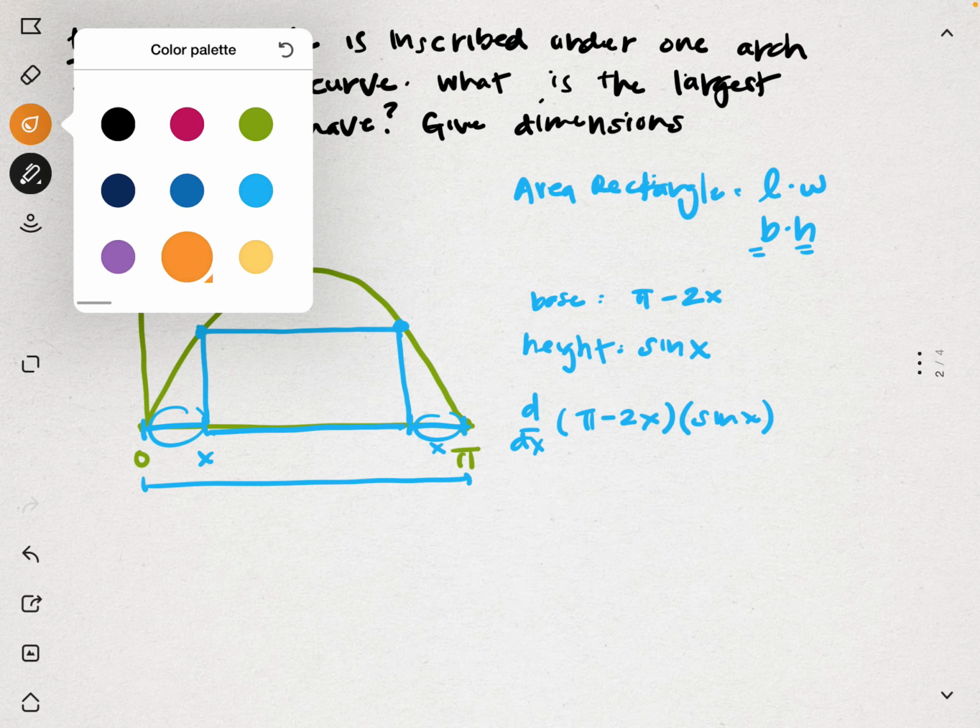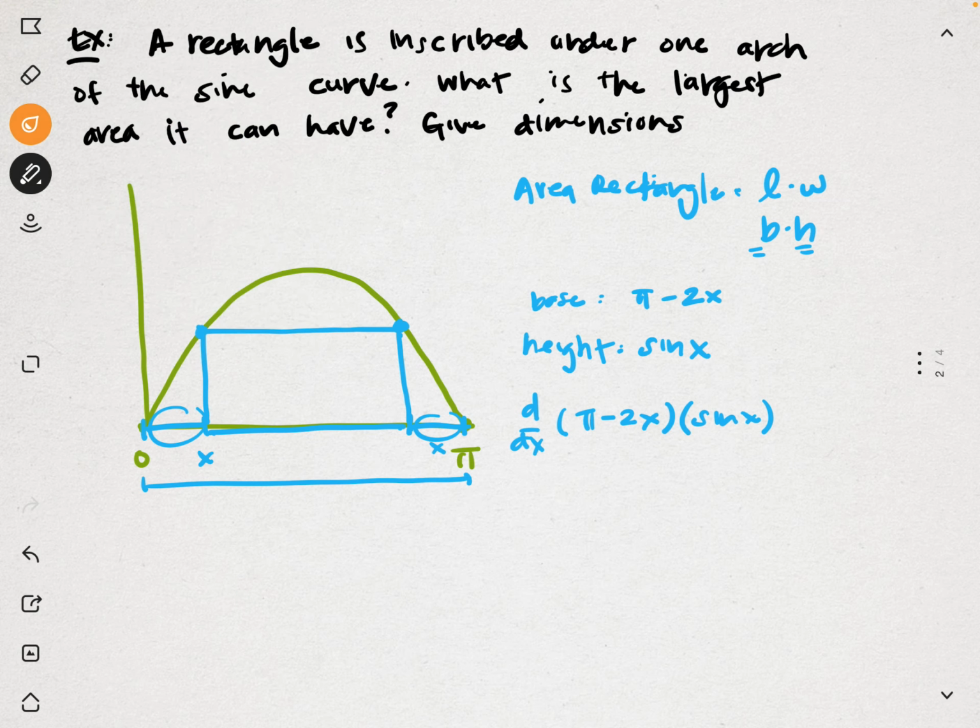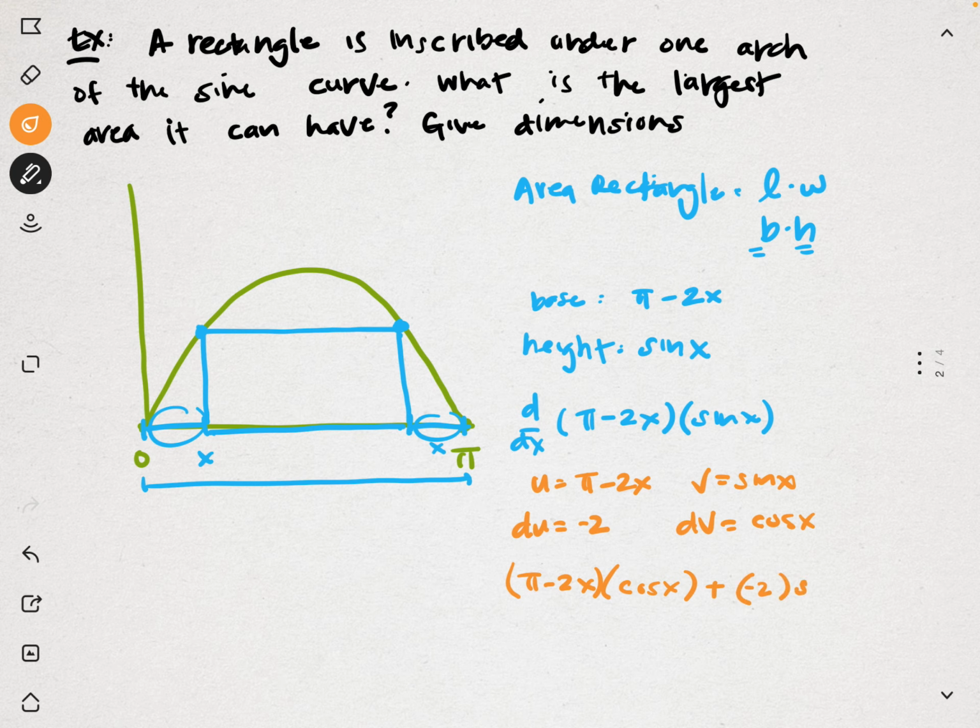Let's change colors one more time. So this is a product rule. u is pi minus 2x, du is negative 2. v is sine x, dv is cosine x. So we're going to go ahead and do u dv, pi minus 2x times cosine x, plus v du, or plus negative 2 sine x. I'm trying to find out when this is equal to 0.